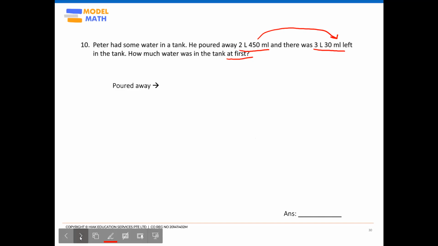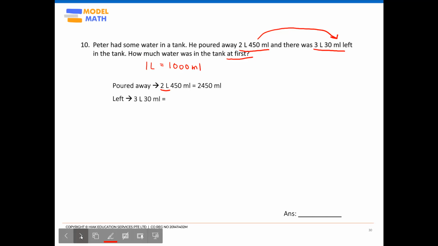So for the amount that is poured away, we have 2 liters and 450 milliliters. Let's remember that 1 liter equals 1000 milliliters. Therefore, the 2 liters that you see here would then be 2000 milliliters. And adding the remaining 450 milliliters, we should have 2450 milliliters.